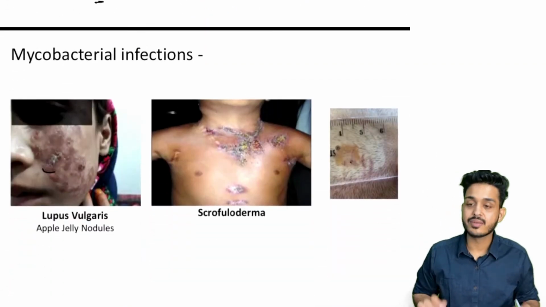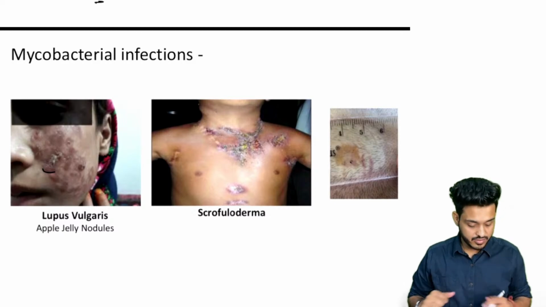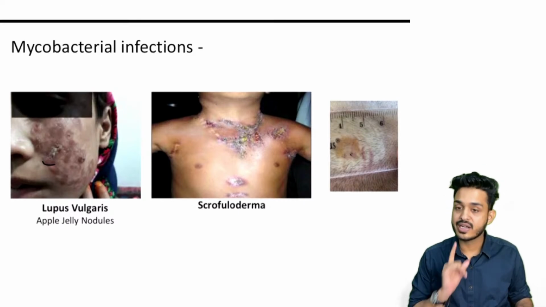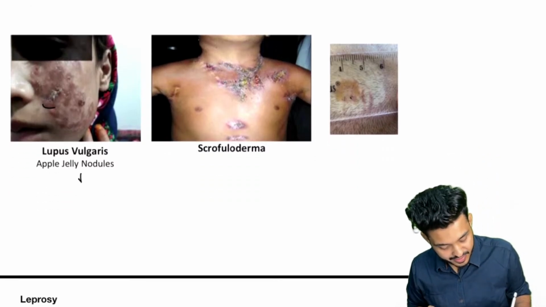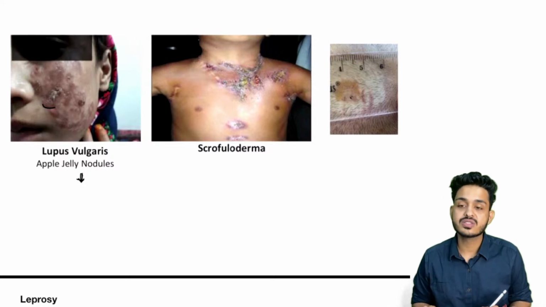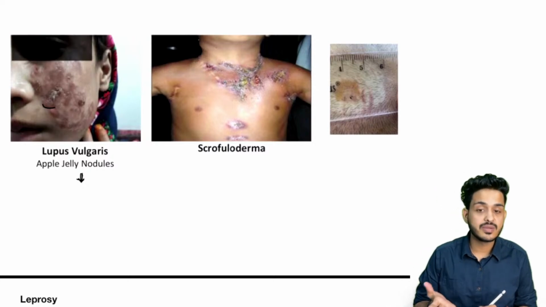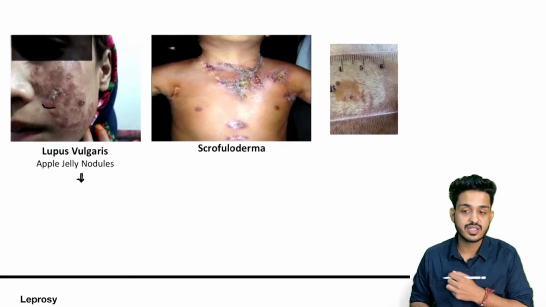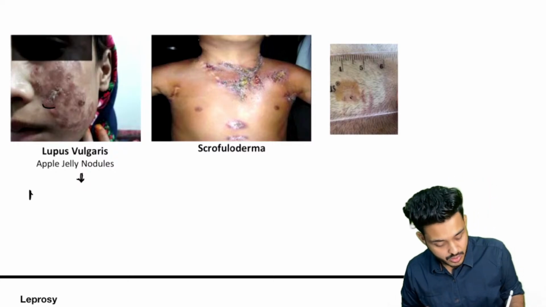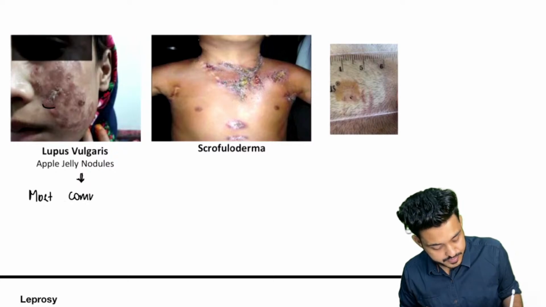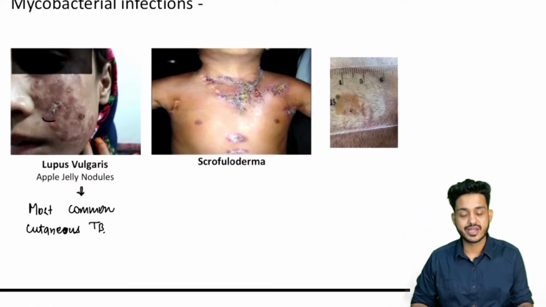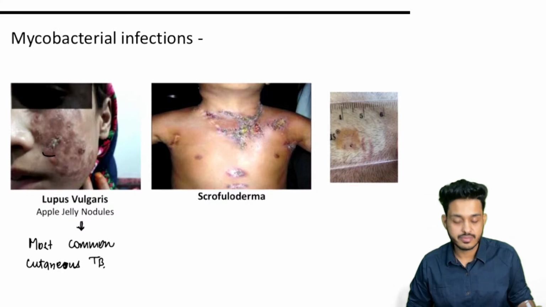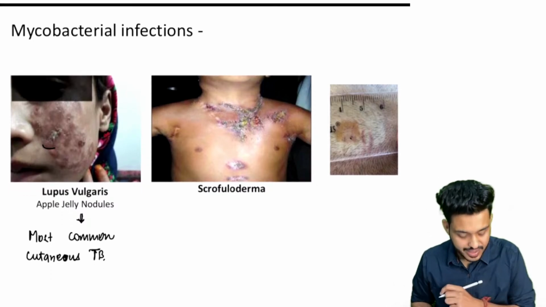Now let's talk about certain mycobacterial infections. First thing that we have already studied is your lupus vulgaris. Lupus vulgaris, what is the meaning of vulgaris? That would be the most common. I have already told you guys that lupus vulgaris is the most common cutaneous TB. Okay, mycobacterium TB, that is the most common.